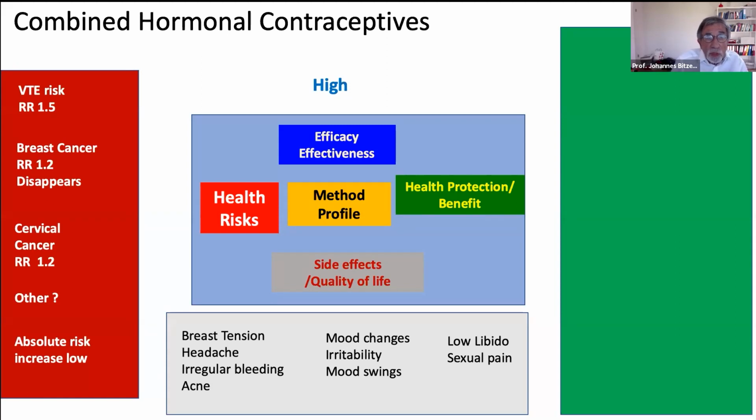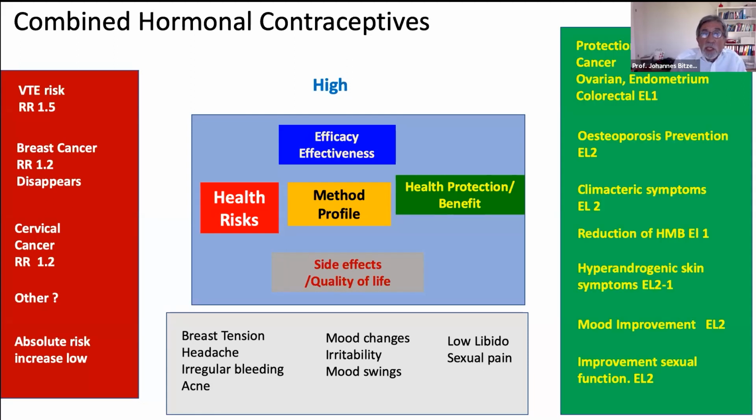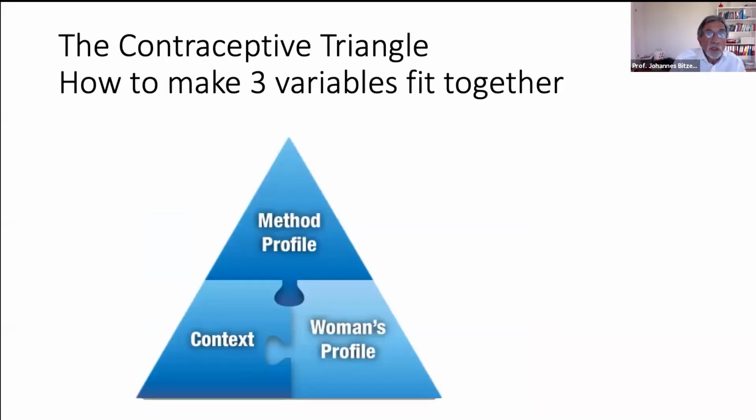What is interesting about combined hormonal contraceptives, and Sven has already pointed to it, is a huge list of possible benefits. Protection against cancer, ovarian, endometrium, colorectal, and you know that ovarian and endometrium cancer protection lasts for a very long time, maintaining it on a long-term basis, osteoporosis prevention, climacteric symptoms, reduction of menstrual bleeding, reduction of hyperandrogenic skin symptoms in patients, mood improvement, which has been shown by psychiatrists, improvement of sexual function, where there are some controversial results on what the estrogen does, but in general, there are quite a number of studies showing an improvement in sexual function.